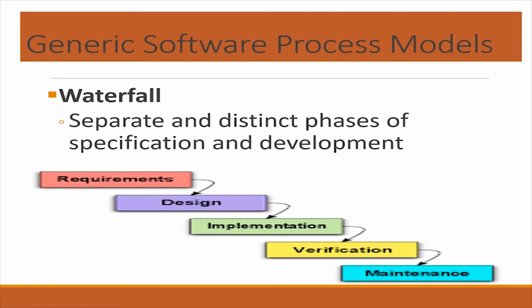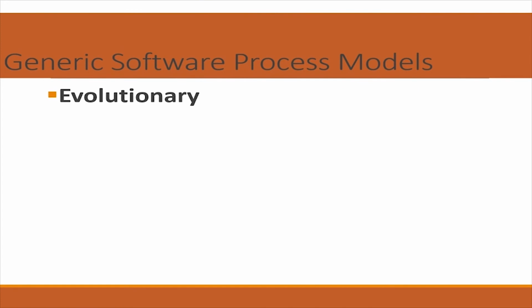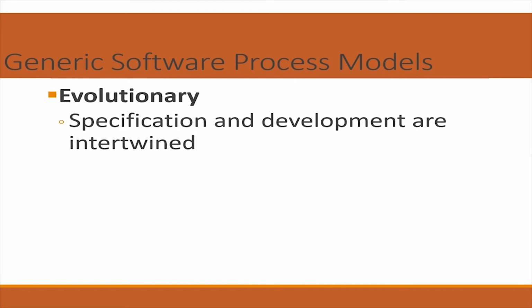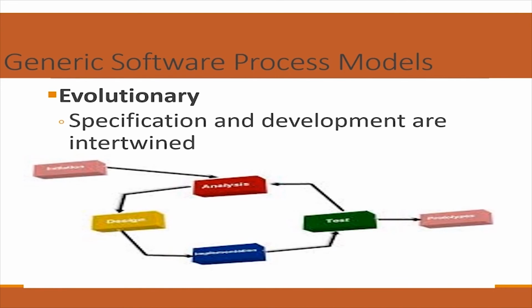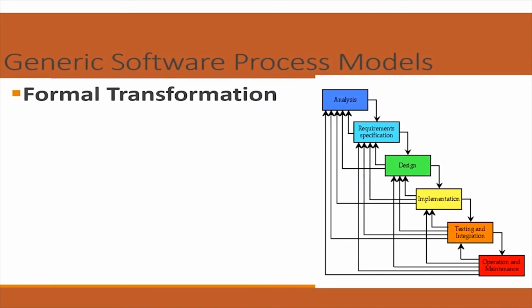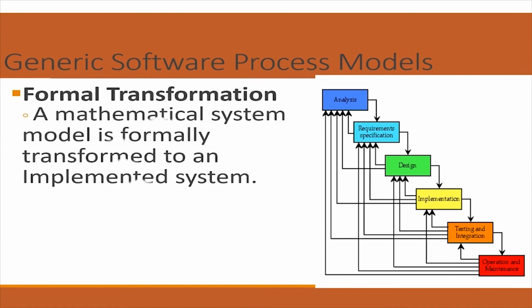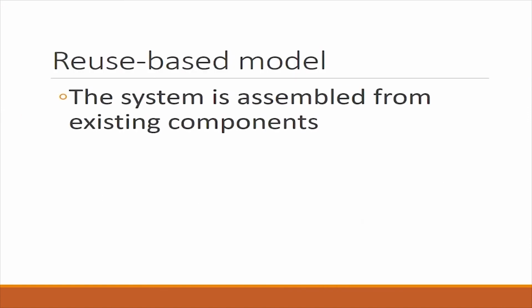Number 2, the evolutionary model. Here, the requirement specification and development are intertwined. It is developed in steps, and when new specifications are added, the software again is enhanced or modified. Number 3, the formal transformation model. This is a mathematical system model and is formally transformed into an implemented system. Number 4, the reuse-based model. Here, the system being designed is assembled from already existing components.